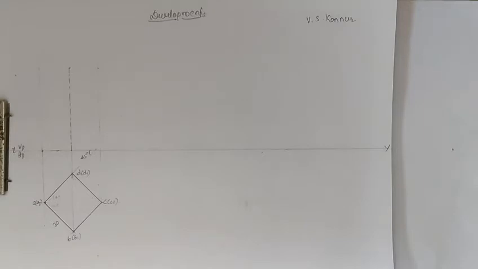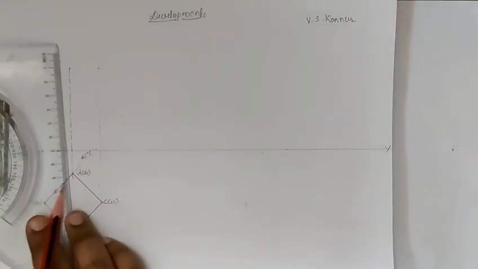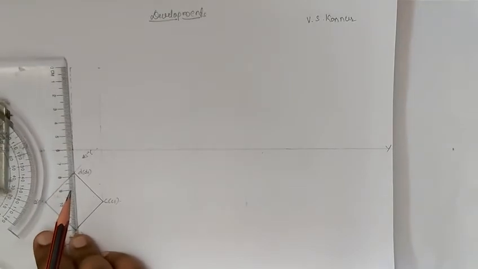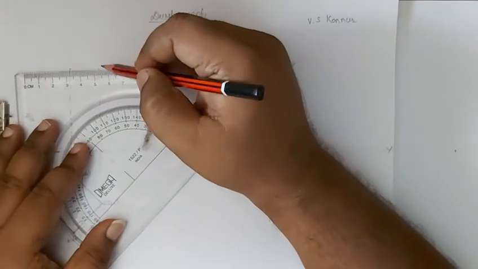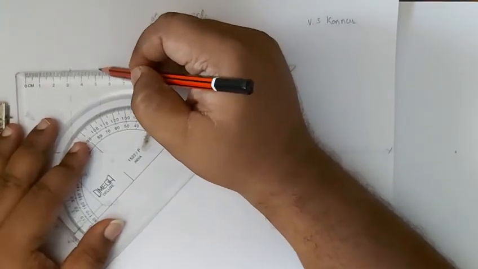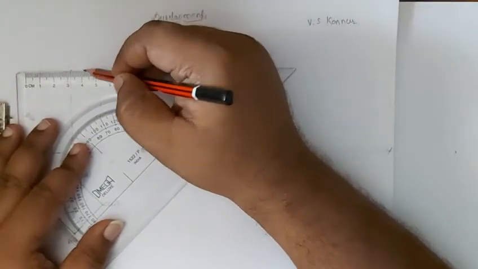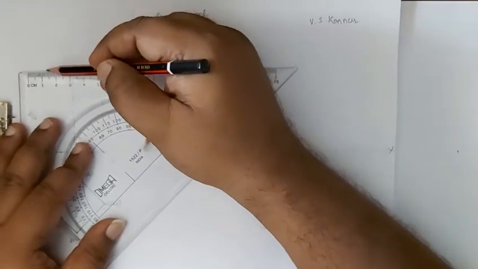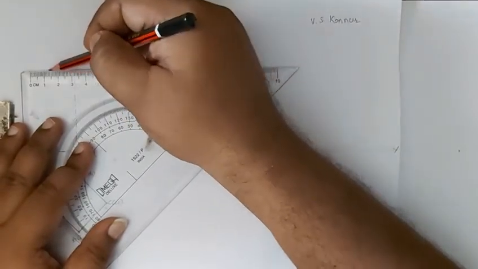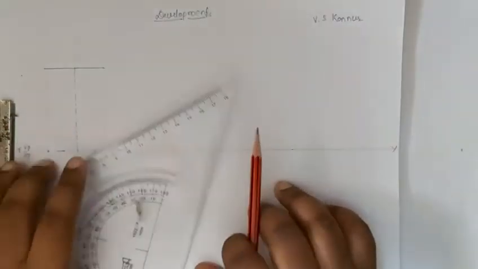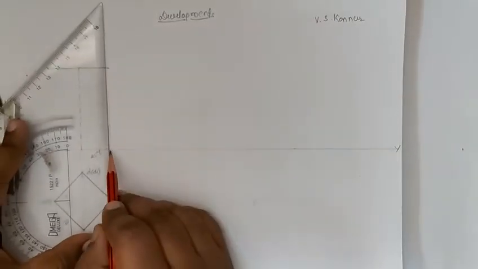In this prism, the height is given as 60 mm. Now we will take a height of 60 mm. I have already taken the height of 60 mm. So you can take it like this, or you can cut it by divider. Now we'll draw, right. We'll make it dark.